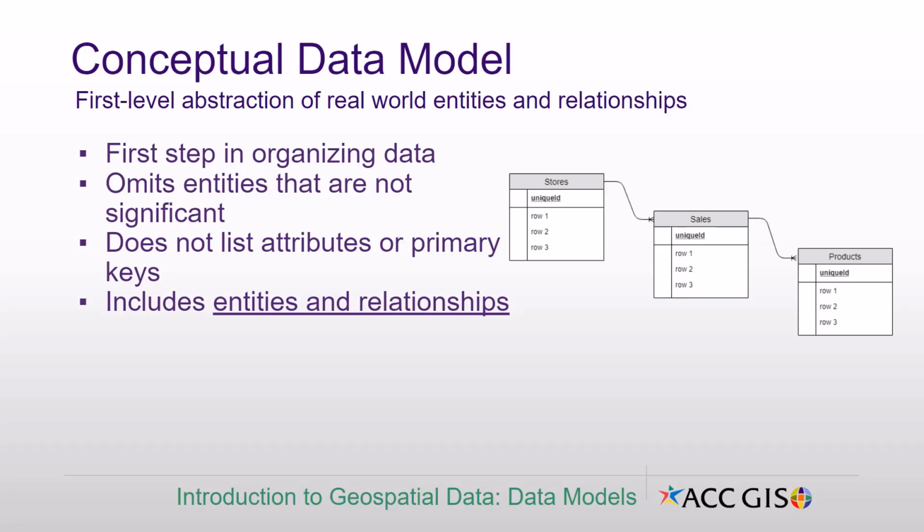So we're not actually trying to recreate the real world. What we're trying to do is distill the real world down into our model so it's manageable and can represent the things that we're most interested in. The conceptual data model does not list attributes or primary keys. It only includes the entities and the relationships. So in this example right here, there is one store to many sales, and there is one sale to many products. That's what we're interested in when we're conceptualizing the data model.